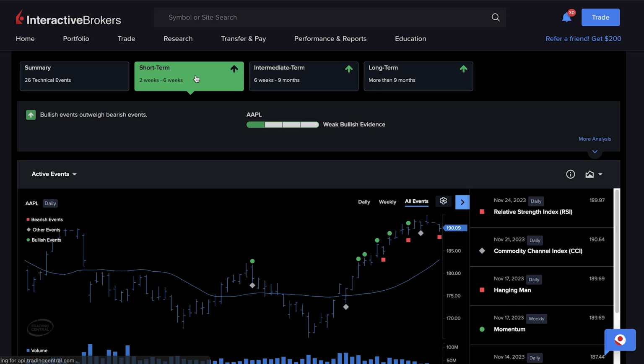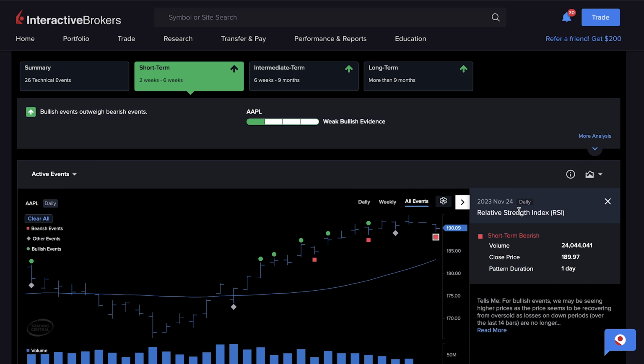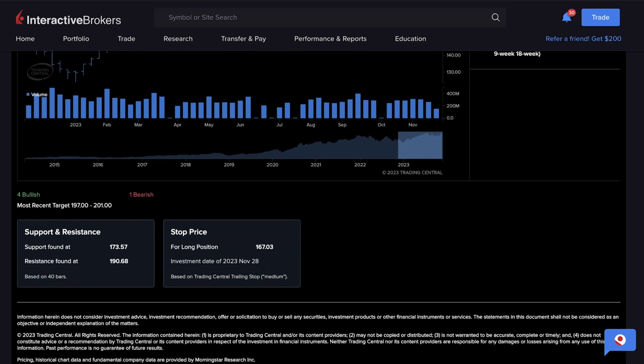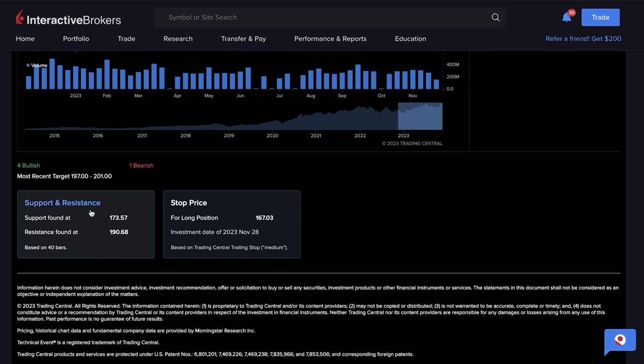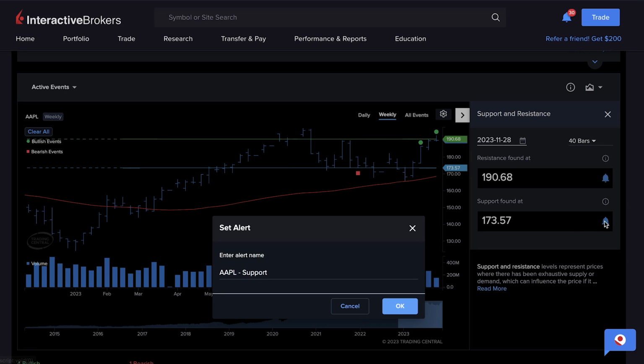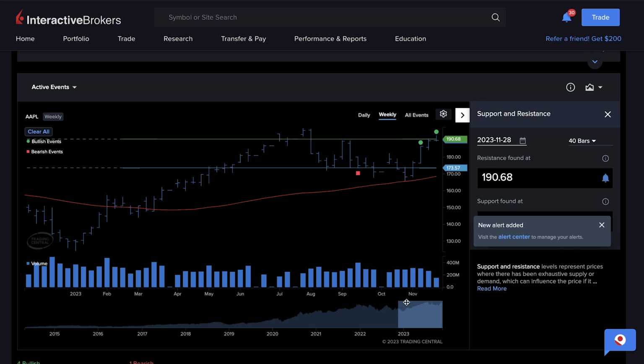For example, for the short term, the relative strength index shows that we might see a short-term bearish movement soon. But in the intermediate term, there's a bullish movement. Also, if you scroll down, you will see different support and resistance for the stock depending on which period that you are in. If you tap on them and tap on the bell icon, you'll be able to add an alert to notify you via email when the stock reaches the price. So that's nice.